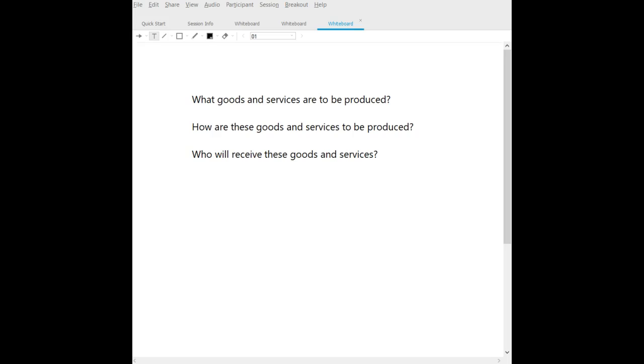So when we think about an economy, or basically an economic system, three basic questions need to be asked about this economy. What goods and services are to be produced? How are these goods and services to be produced? And who will receive these goods and services? And if you remember, we're involving macroeconomics here, so we're thinking on the basis of a country, the economy of the country.